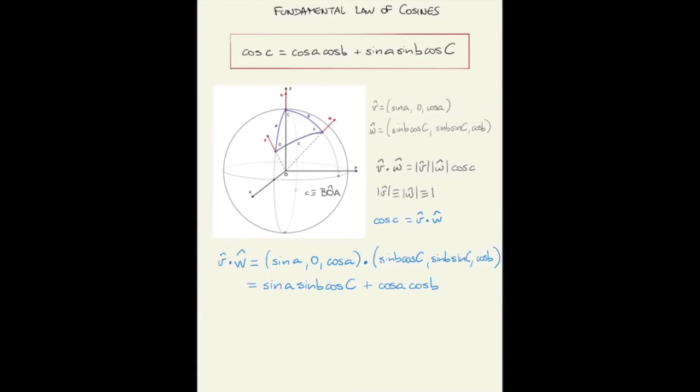So if you equate now, call this 1 and call this 2, then you have that cosine c is equal to cosine a cosine b plus sine a sine b cosine big C, which is exactly what you wanted to prove. So the theorem, QED.